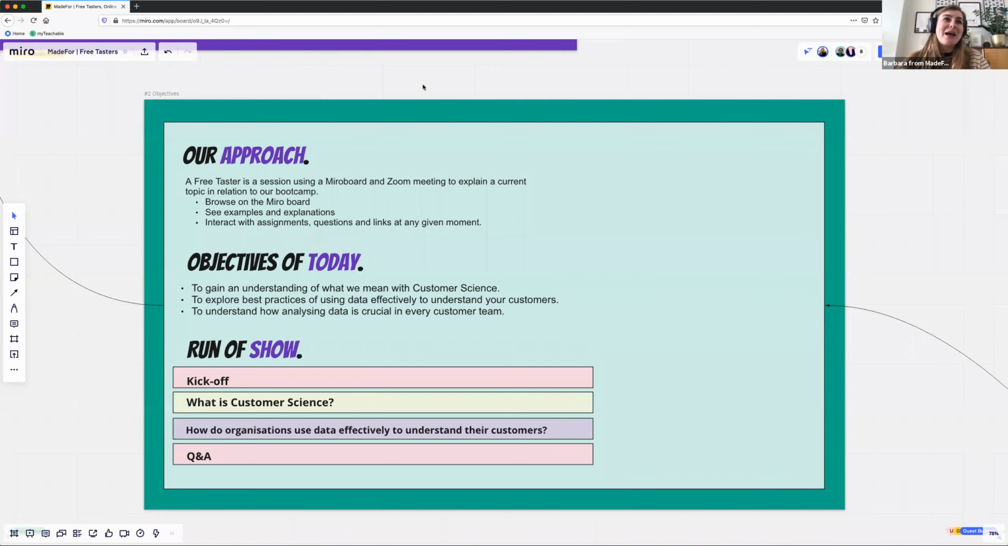So what is it that we're actually going to discuss? Our objectives today are to gain an understanding of what we mean when we talk about customer science. We will kick off with a bit of alignment on the topic. We're going to explore some best practices of using data effectively to understand our customers. And we're going to understand how analyzing data is crucial in every customer team.